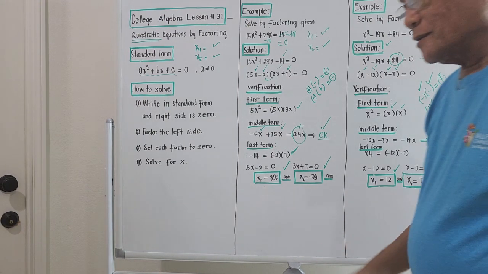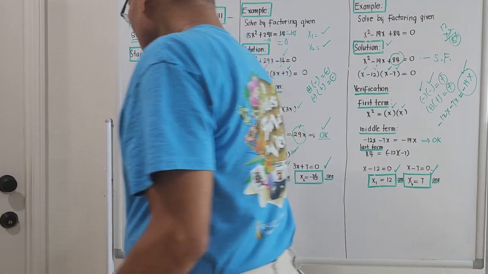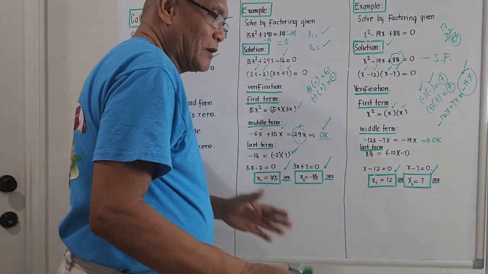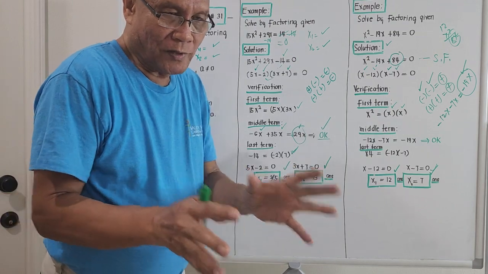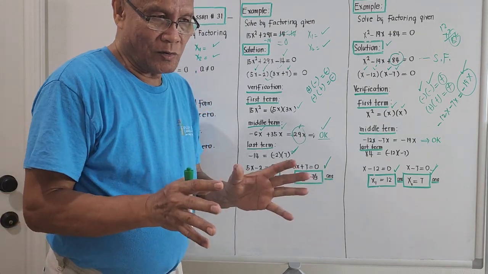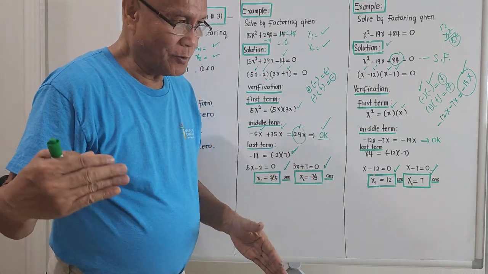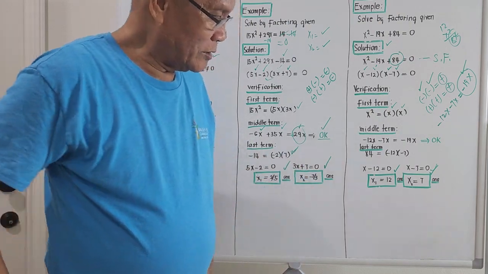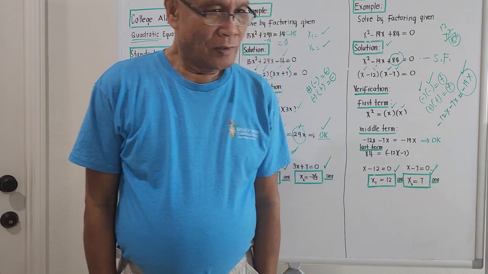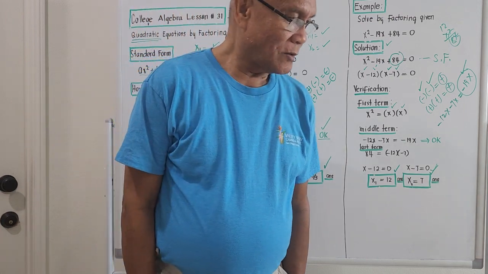That's it, guys. It's very easy if you are familiar with the study of special products in factoring. That's why we discussed that first before this quadratic equation. So for those of you who are taking up college algebra, or just reviewing college algebra, this is for you.